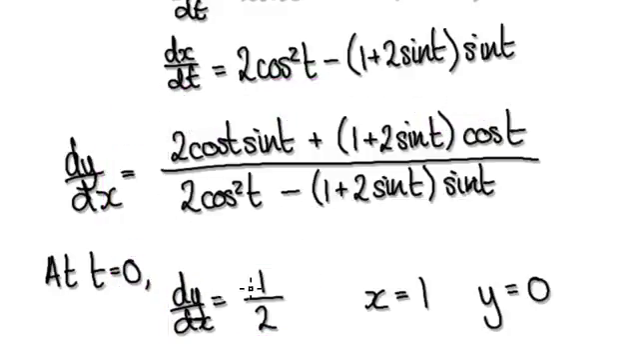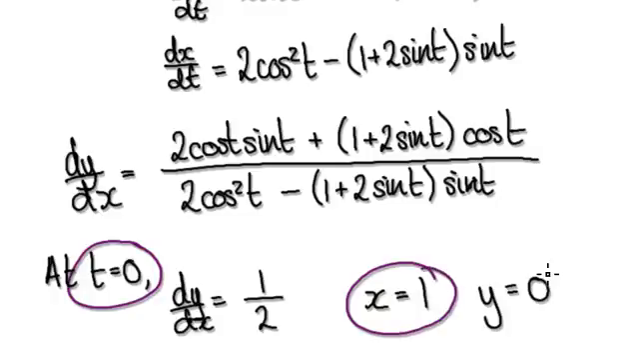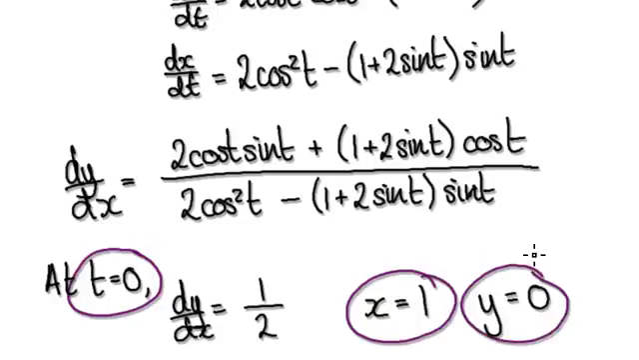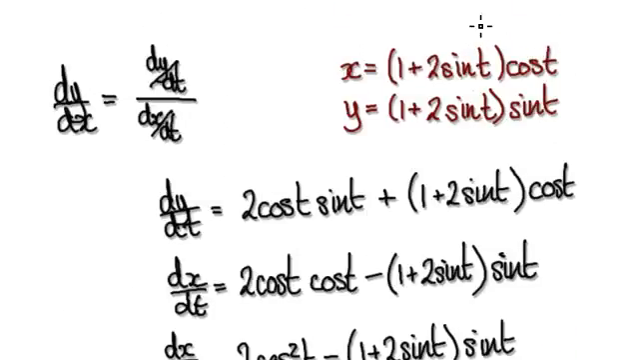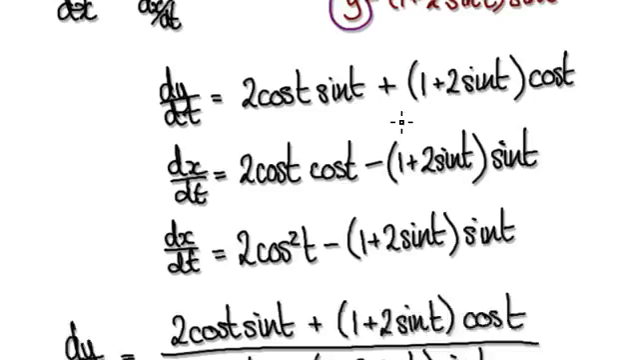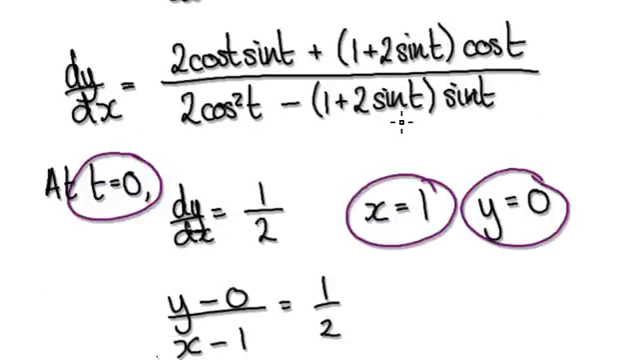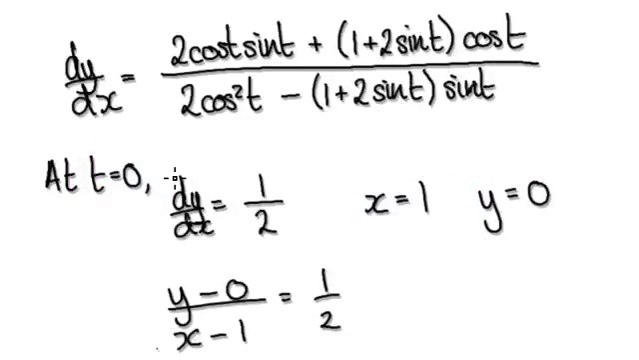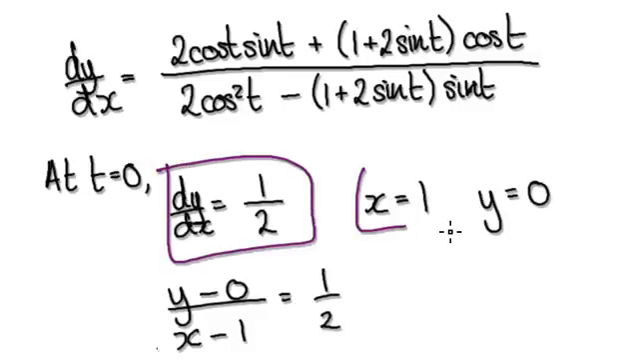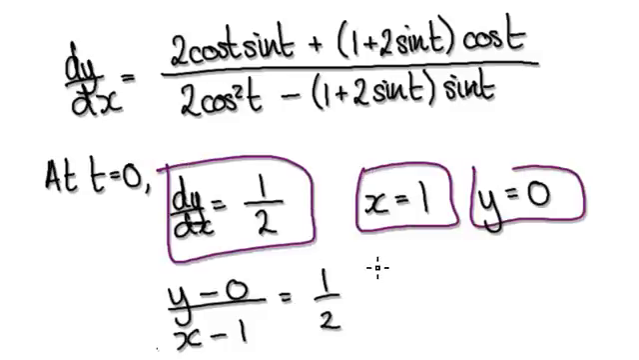dy by dx would be this. And then at t equals 0, x will be 1 and y will be 0, because if you put 0 into here, x will be 1 and y will be 0. So at t equals 0, dy by dx equals this, x equals this, y equals this.